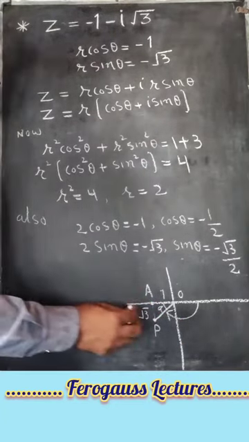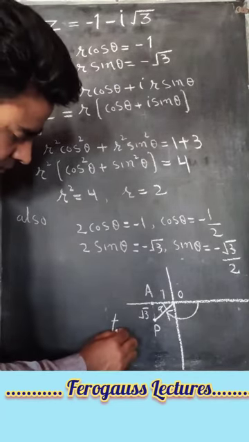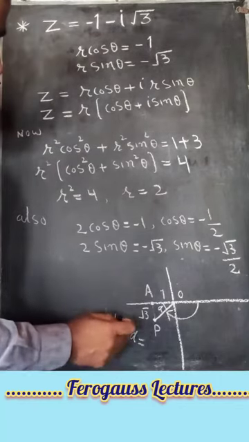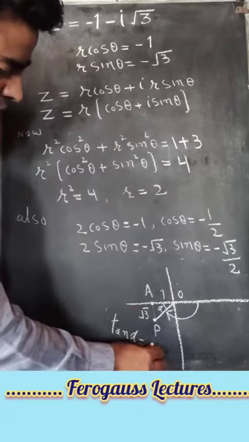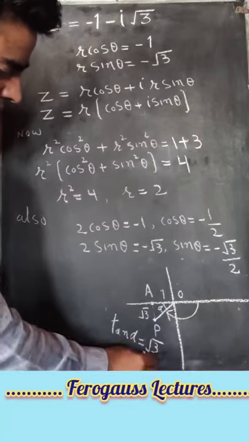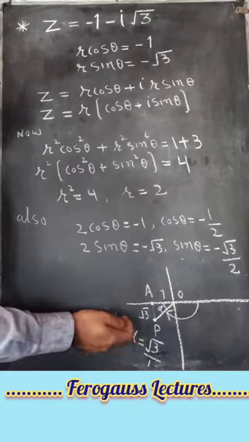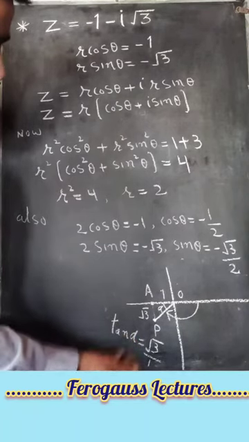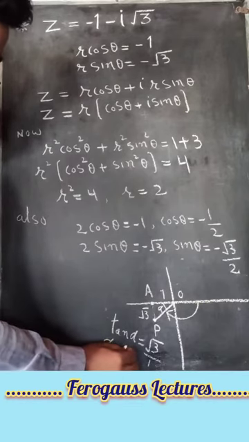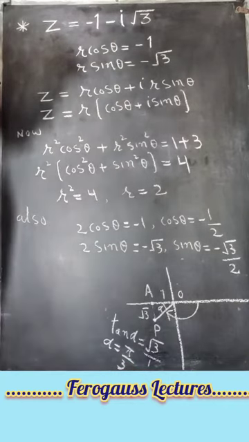We know that tan alpha is equal to opposite side, that is square root of 3, divided by adjacent side, that is 1. So that is equal to square root of 3. And we know that when tan alpha is equal to square root of 3, then alpha is equal to 60 degree or pi by 3 radians. So alpha is pi by 3 radians.